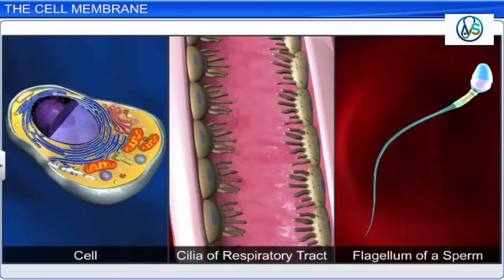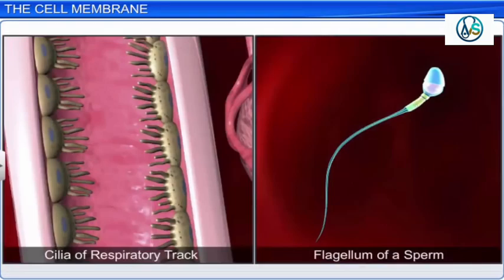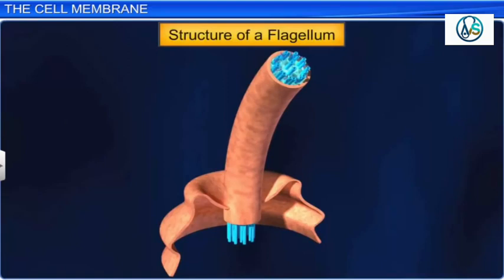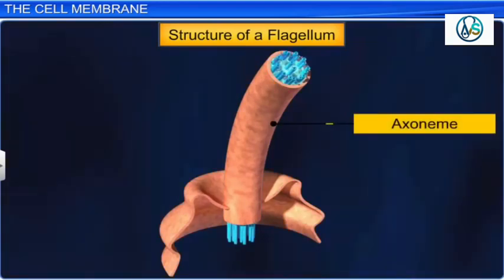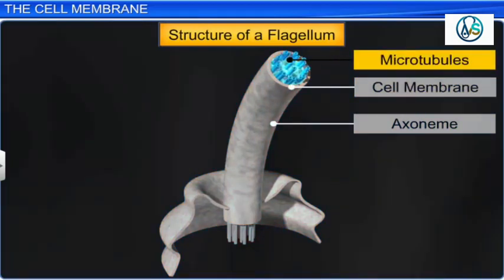The cell membrane, which helps in the transport of substances, is also a part of the cilia and flagella, hair-like structures that project from the cell's surface. These structures emerge from centriole-like structures called basal bodies and share a similar structure, though cilia are smaller than flagella. Their core, called the axoneme, is covered by the cell membrane and has numerous microtubules running parallel to its axis.